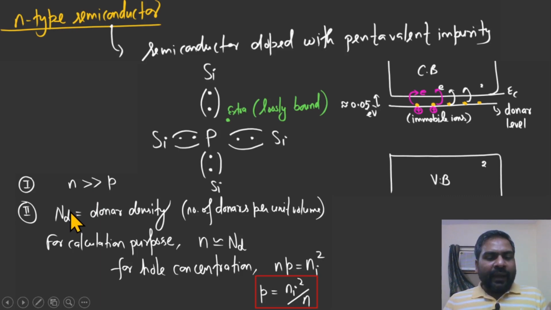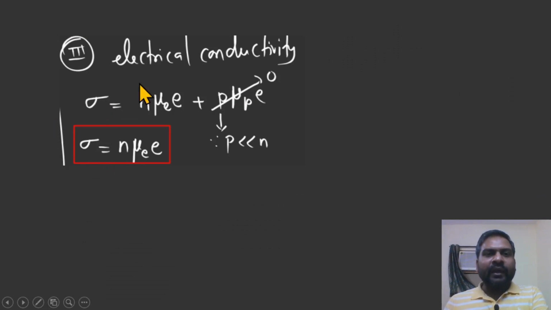First point: the number of electrons in general we can treat as equal to ND, the donor density. The number of donors per unit volume is called donor density. For calculation purposes, we can calculate P, the hole concentration, from the law of mass action, N times P equals Ni square. From here, P equals Ni square divided by N. Third point, electrical conductivity. Since the hole number is very small, we can easily neglect it, and sigma equals concentration multiplied by electron mobility multiplied by charge.